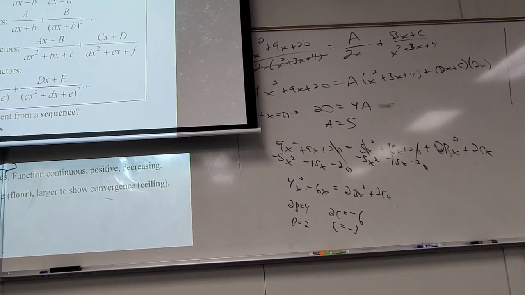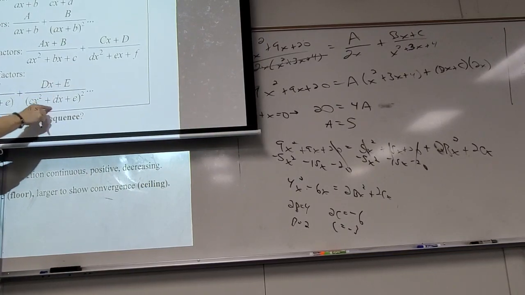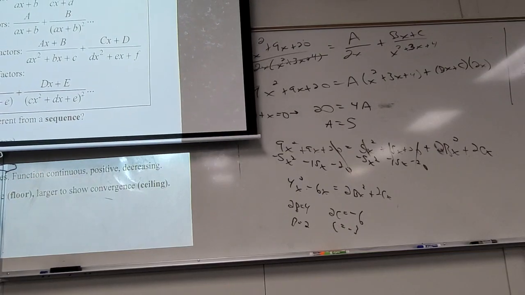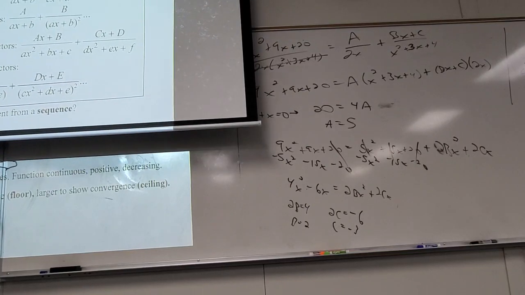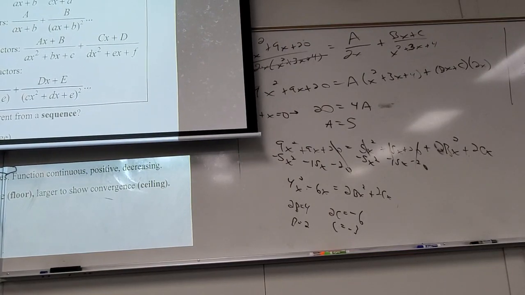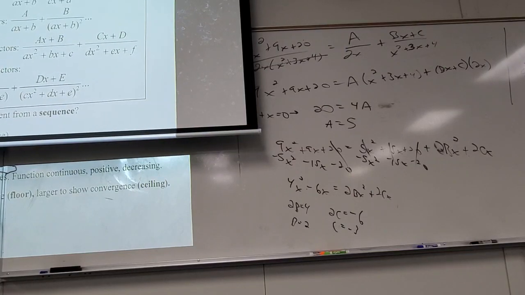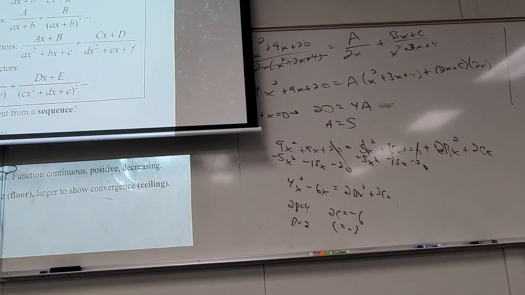And then if it's repeated, see how this one is repeated a few times now? Now you need the other repeated quadratic, and the top has to be linear again. So if this was a 3, this would have to be ax squared plus bx plus c. Or, in this case, bx squared plus cx plus d. You guys understand that?